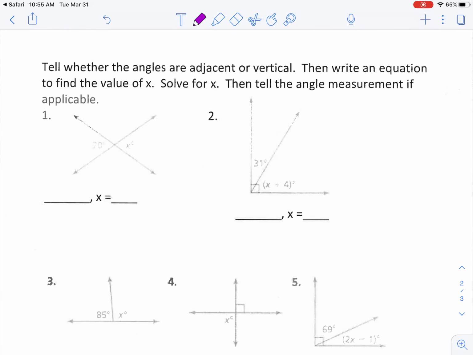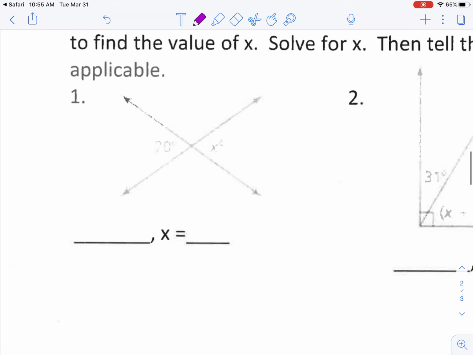Okay, so now that we know the difference between adjacent and vertical, we're going to be able to identify them by just looking at the angles. And then also we're going to write an equation and find x to solve for a variable. Okay, we should already know how to solve these. This is always just combining your like terms and solving for a variable like we've done all year long.